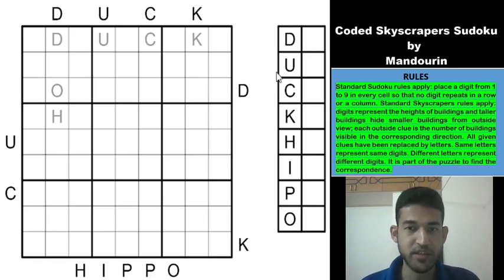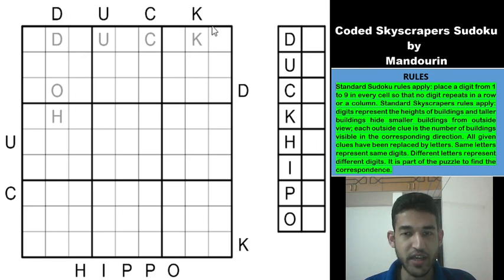So one of the basic things that I try to do when I solve a coded skyscraper Sudoku is to see if 9 can be mapped, because 9 can be easily mapped normally. So let us see if any of the digits can be 9. So obviously D, U, C and K cannot be 9, because let me go to Sudoku mode.